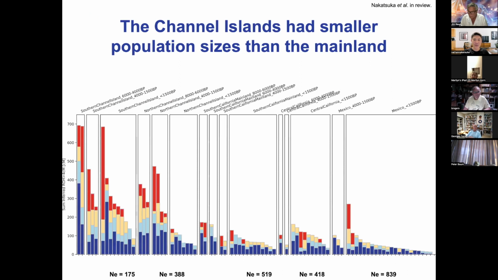So one thing we observe when we're looking at runs of homozygosity is that the higher bars indicate more ROH regions, which indicate smaller population size. And as you can see, the northern and southern Channel Islands have more ROH regions than the mainland, indicating that they have smaller population size than the mainland, which is kind of what you'd expect because they're small islands relative to the larger mainland.